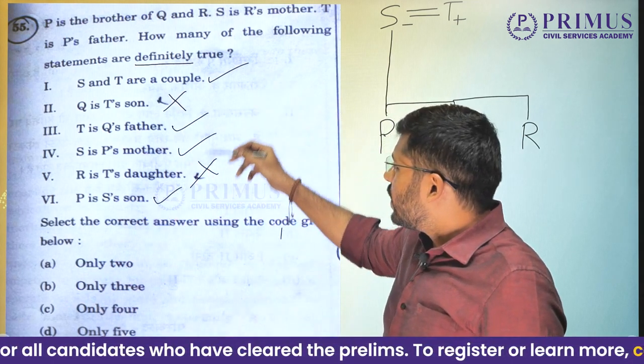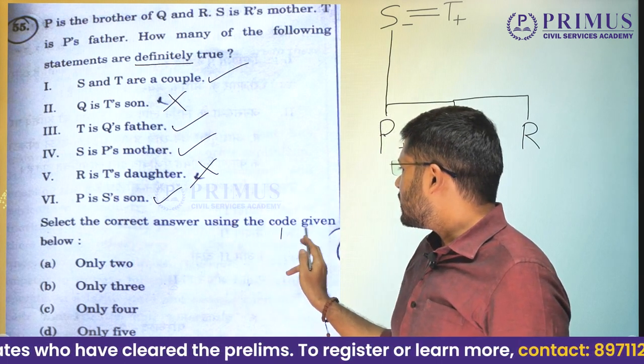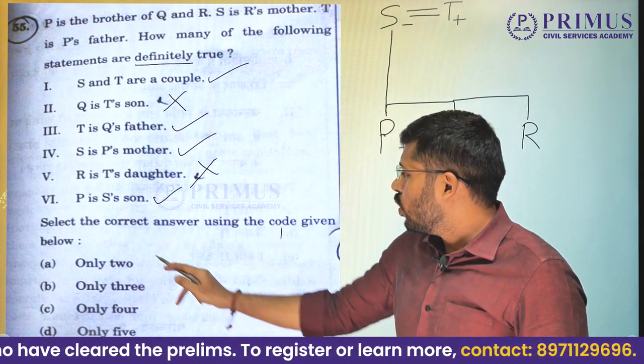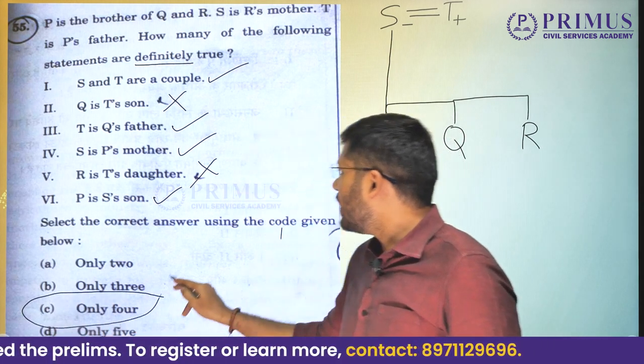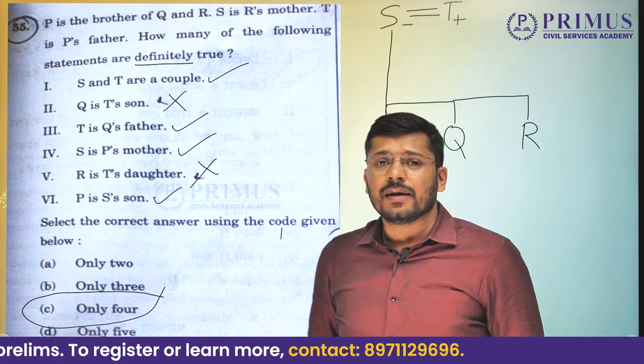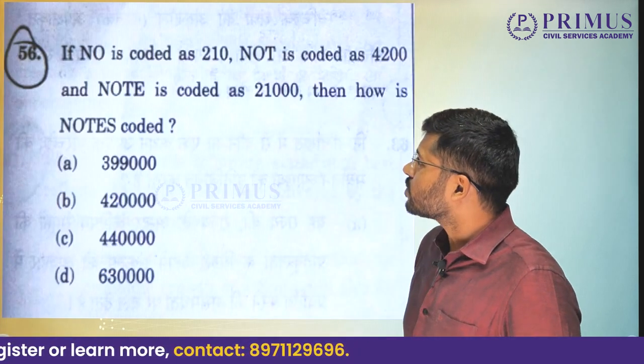Now how many of the statements are correct? 1, 2, 3 and 4. Select the correct answer using the code given below. Only 2, only 3, only 4. So the answer is only 4. 4 of the given 6 statements are true. Okay, we'll go further now.